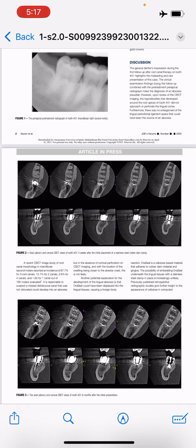So basically, the significance of this paper is that when a stainless steel rubber dam clamp is placed into mandibular bone, bony changes can occur, resulting in necrosis of the bone. Knowledge of this improves our understanding of the normal course after dental procedures using a rubber dam clamp.